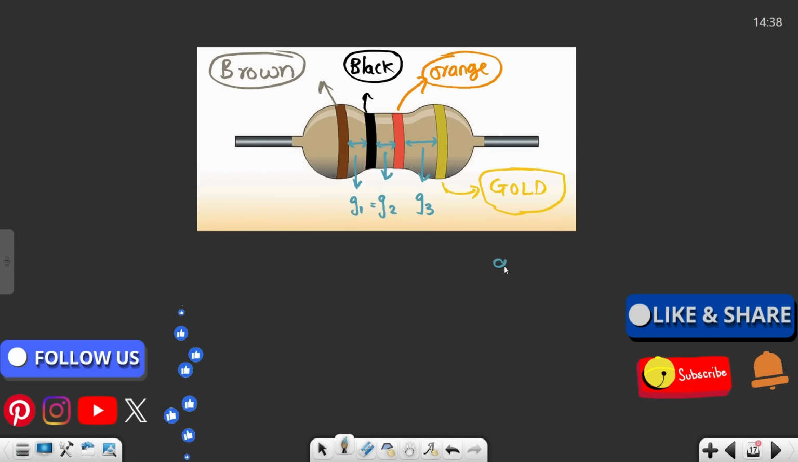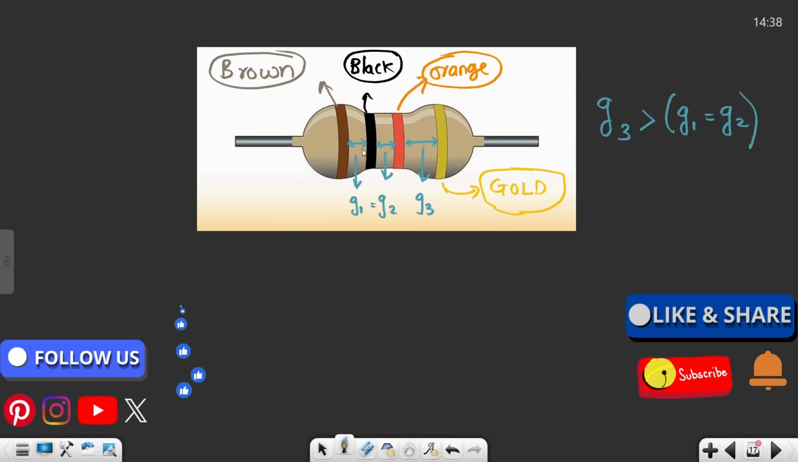So G3, the gap between these two bands, the orange band and the gold band, is greater than G1, which is almost equivalent to G2, right? So that means this will be my fourth band. The moment you see a good enough gap between two bands, that becomes my last band.